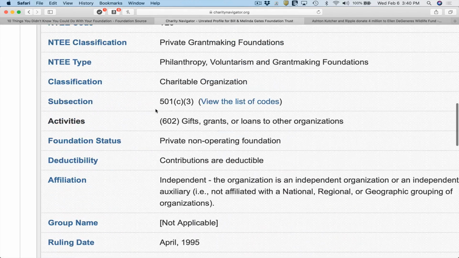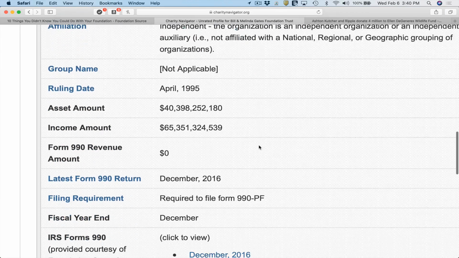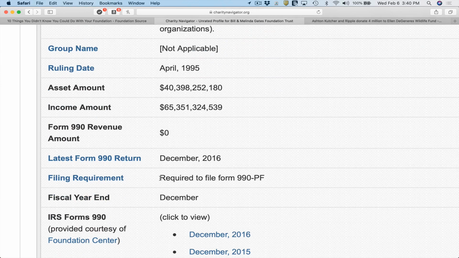And you can see right here, it is a 501c3. Its activities are gifts, grants, and loans to other organizations. It is a private non-operating foundation, meaning it's not a public charity, all right? And look at here. It is required to file a 990 PF form, all right?